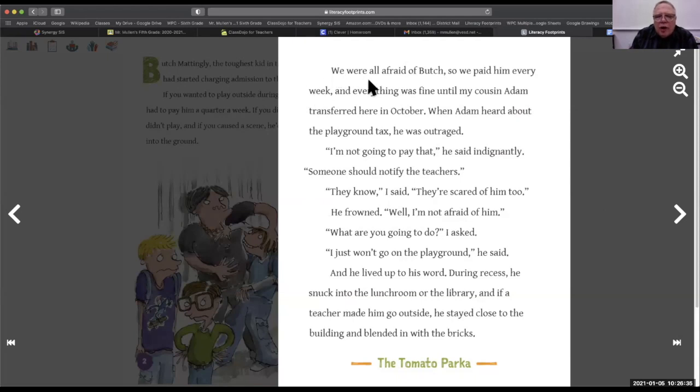We were all afraid of Butch, so we paid him every week, and everything was fine until my cousin, Adam, transferred here in October. When Adam heard about the playground tax, he was outraged. Okay, he was blank. "I'm not gonna pay that," he said indignantly. "Someone should notify the teachers." "They know," I said, "they're scared of him too." He frowned, "Well, I'm not afraid of him."